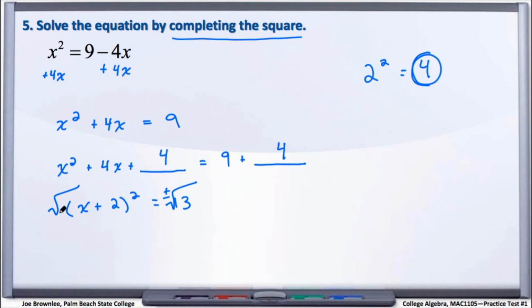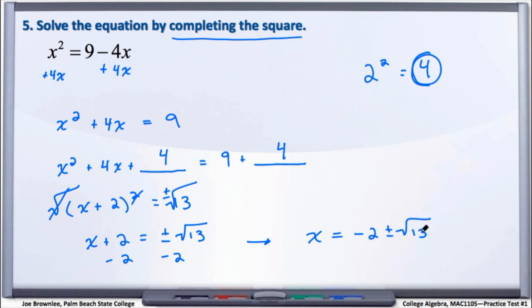And here on the left, when we take the square root, it cancels the second power, and we're left with just whatever quantity was originally being squared. In this case, x plus 2 equals plus and minus radical 13. If we want to get x all by itself, we can subtract 2 from both sides, and that leaves us with x equals negative 2 plus and minus radical 13.